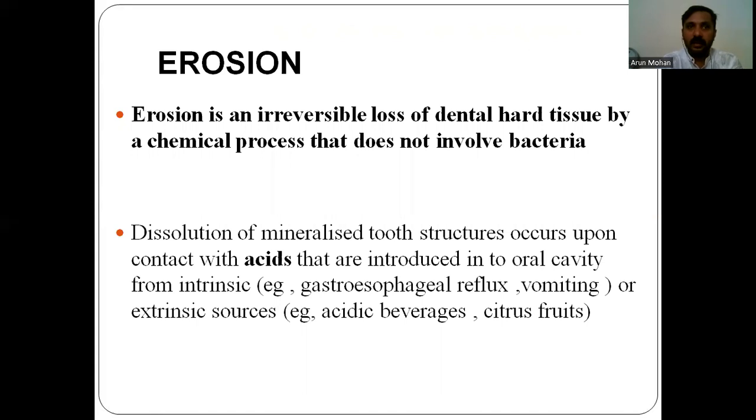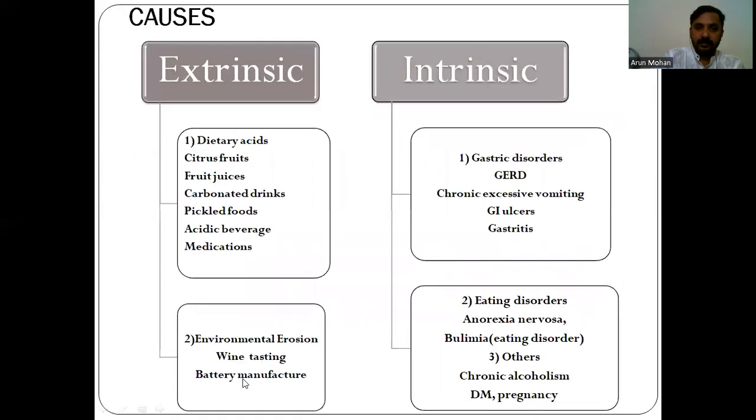So any other type of loss of tooth structure caused by chemicals or acid is referred to as erosion. Usually these acids or chemicals which can cause the loss of tooth structure, dissolution of the tooth structure, can be an intrinsic source of acid, like in case of gastroesophageal reflux or vomiting, or it can be due to some extrinsic source of acid, like the acid content in diet.